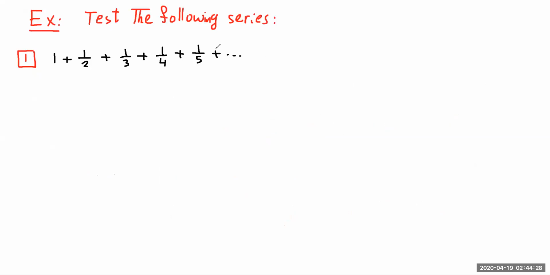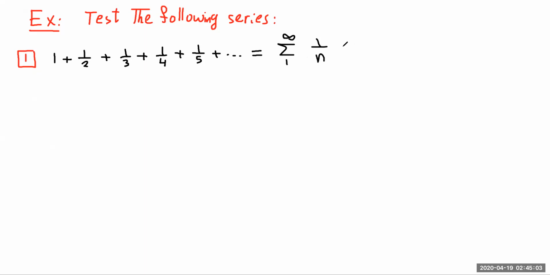Example or exercise. Let's see this series. Test the following series using the integral test. So here 1 plus 1 over 2 plus 1 over 3 plus 1 over 4. So this is the sum of 1 over n from 1 to infinity. The beginning is not important. If we begin with 1 over 2, for example, or 1 over 3, it will not change anything.